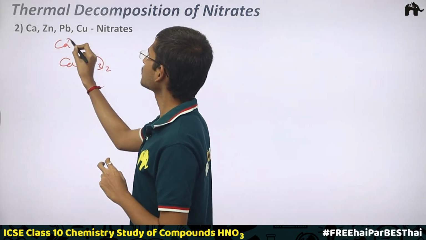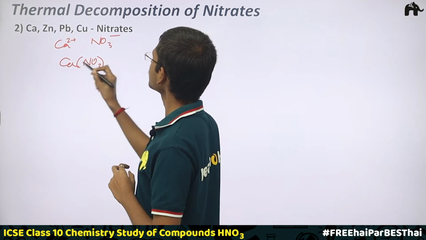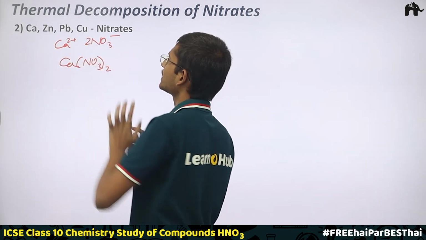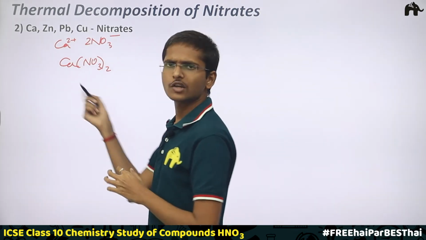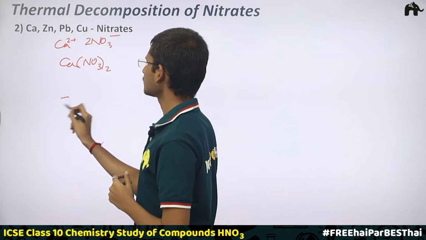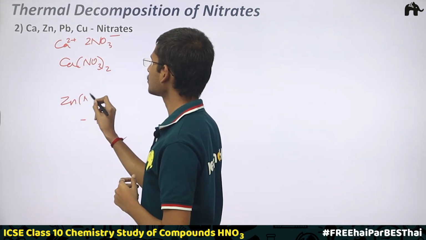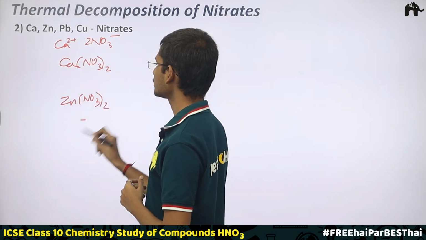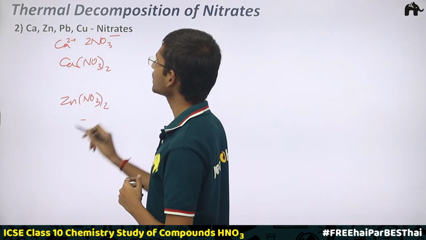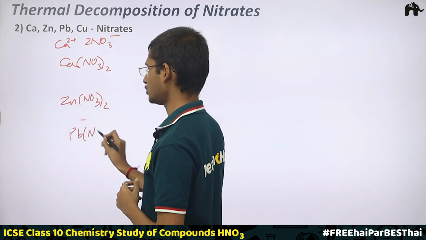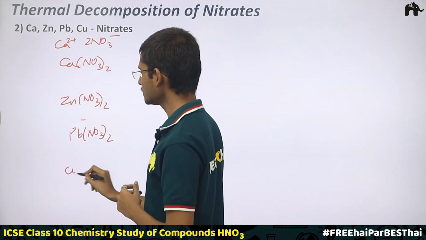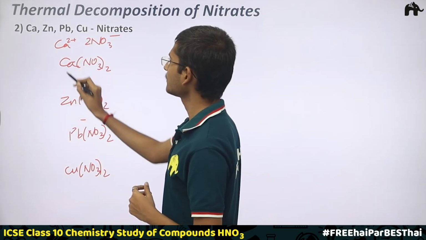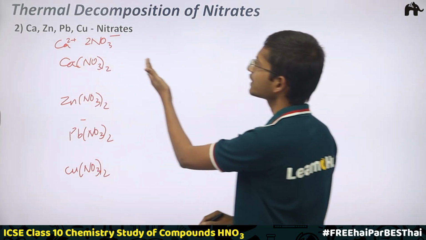See here, calcium 2 plus, then NO3 is -1, so it would require 2 NO3 minus. So Ca(NO3)2, right? Now in the same way, you can just figure out the formula for other nitrates. Zinc nitrate is also the same. Zinc is in 2 plus, so it would require 2 NO3. So Zn(NO3)2, Pb(NO3)2, Cu(NO3)2. Okay, so calcium, zinc, lead, copper.